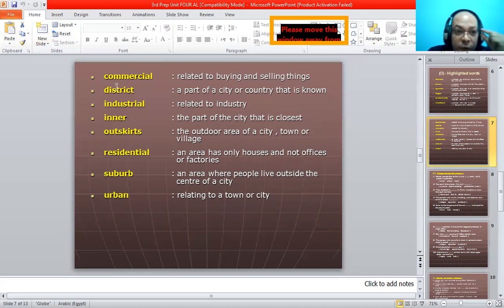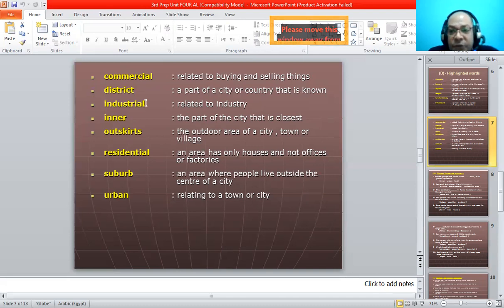We also have some other important words. Commercial, an adjective meaning related to buying and selling things. We find in the sentence: shopping very crowded. In the student book, it says Fifth Avenue in Manhattan in America is the most expensive commercial area in the whole world. District is a neighborhood, like the Haram district. District: a part of a city or country that is known.